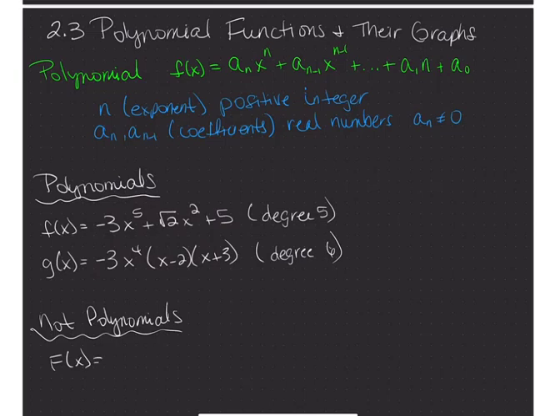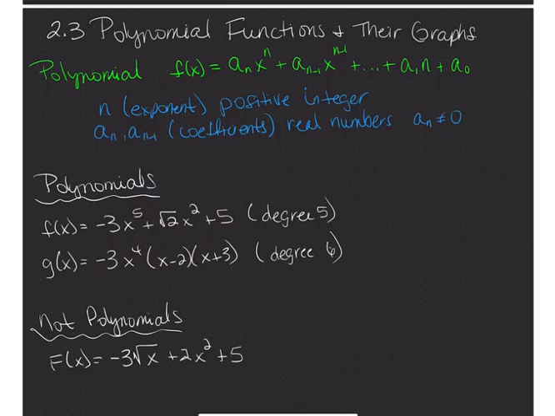I could have put a C, a D, an X, a Y, I just like capital F. F of x equals, I'm going to go -3, I'm stuck on -3s today, square root of x plus 2x squared plus 5. Sort of close to what it was up above. So this one's not a polynomial.